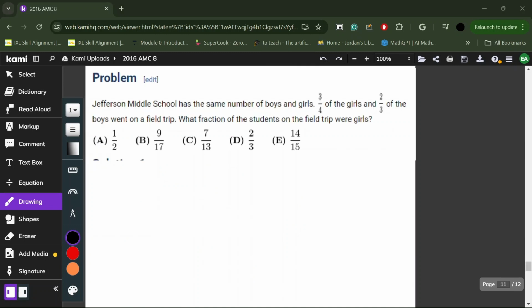Jefferson Middle School has the same number of boys and girls. 3/4 of the girls and 2/3 of the boys went on the field trip. What fraction of the students on the field trip were girls?